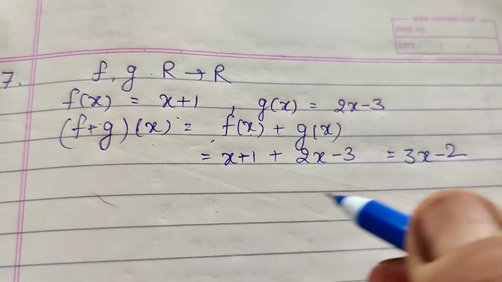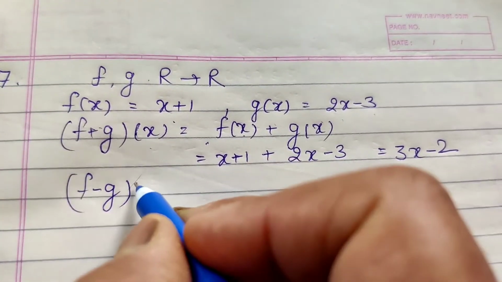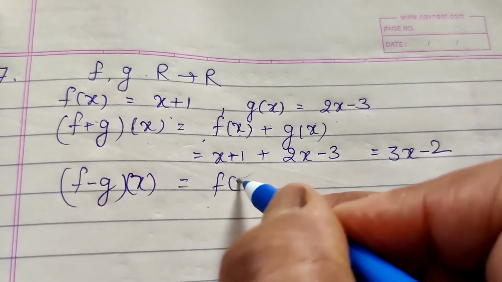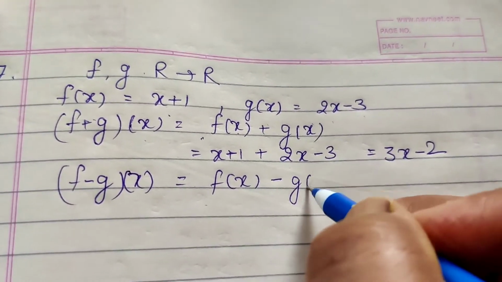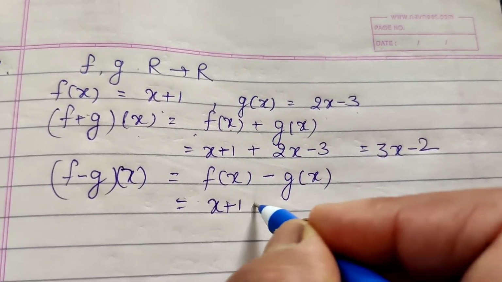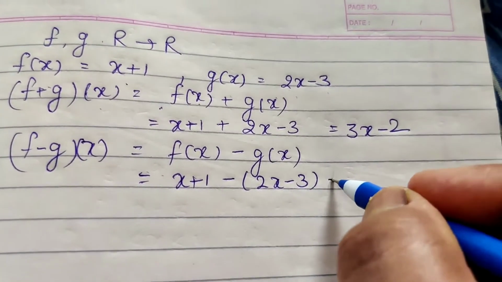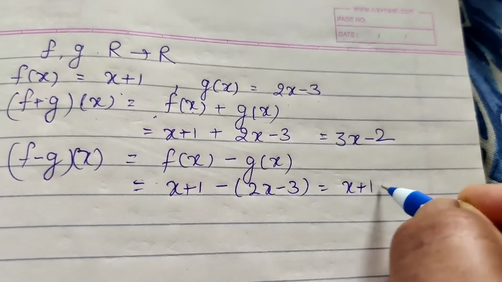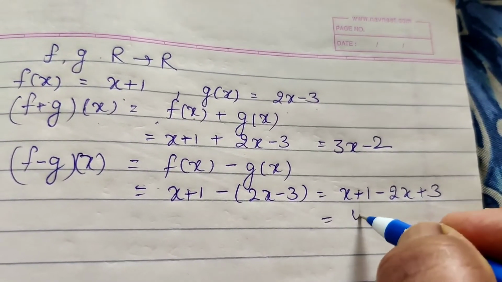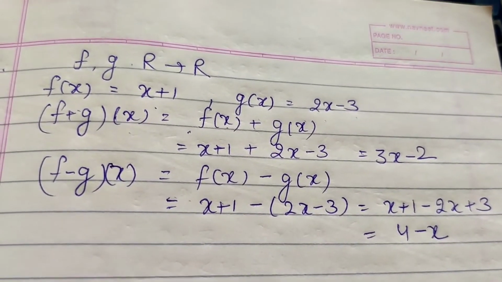Okay. Now the next, f minus g of x. The same function: f(x) minus g(x). It is x plus 1 minus (2x minus 3). It is x plus 1 minus 2x plus 3. It is 4 minus x, or minus x plus 4.